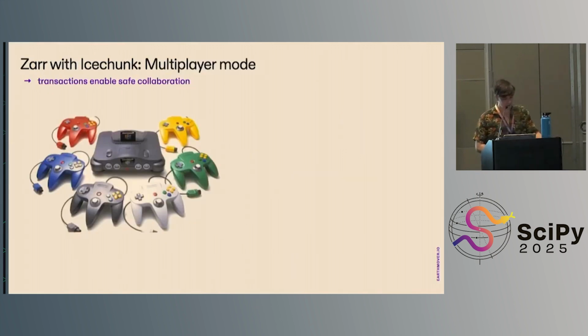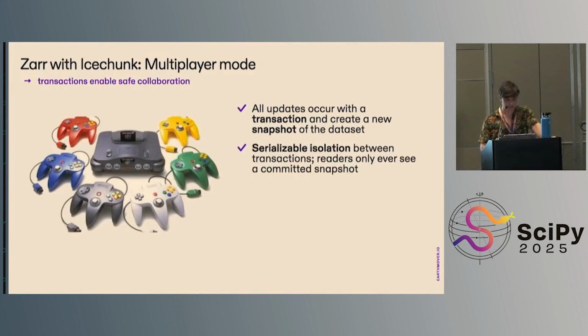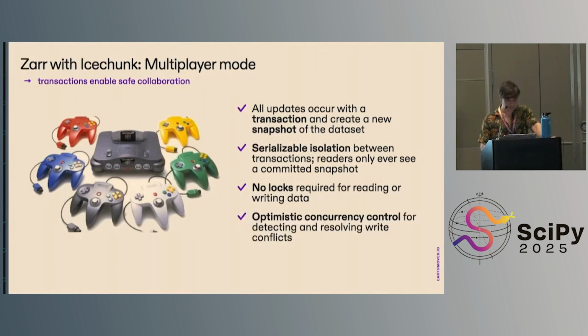But Icechunk allows you instead to do what you could call multiplayer mode, where you have database-like transactions that enable safe collaboration. So instead, all updates, unlike normal Zarr, all updates occur with a transaction and create a new snapshot, which the technical term would be serializable isolation between these transactions. And the readers only ever see what's been officially committed. And this is done without locks on the reading of the data. And then it basically has a way to resolve merge conflicts as well.